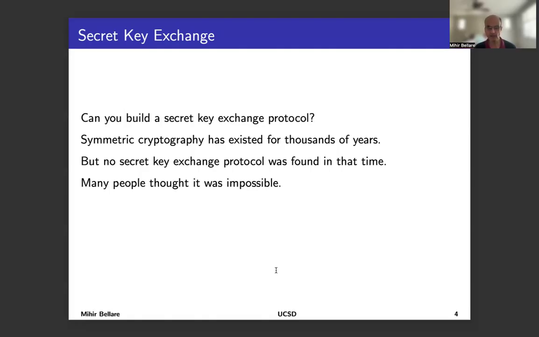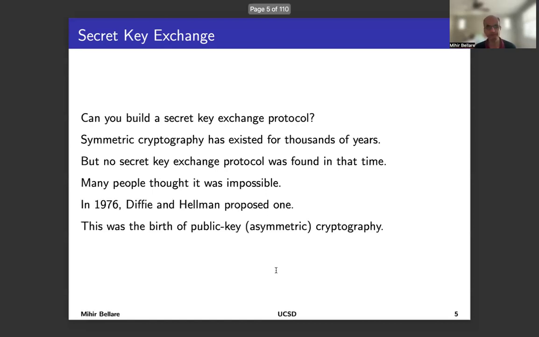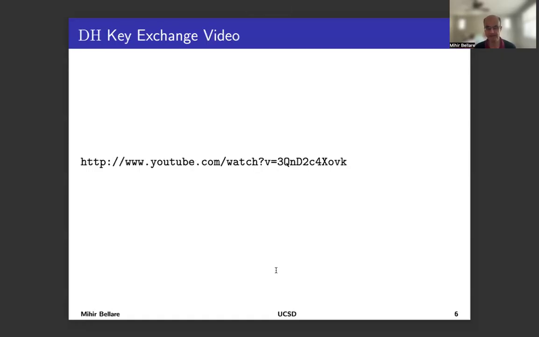While symmetric cryptography has existed now for thousands of years in some form, starting from substitution ciphers, nobody in that time discovered any way to securely implement this kind of secret key exchange to the point where people thought it was impossible. But in the late 70s, Diffie and Hellman found a solution, and that was the birth of what we now call public key or asymmetric cryptography. And their breakthrough was done using number theory.